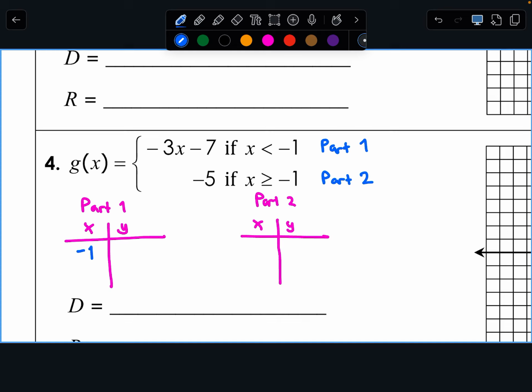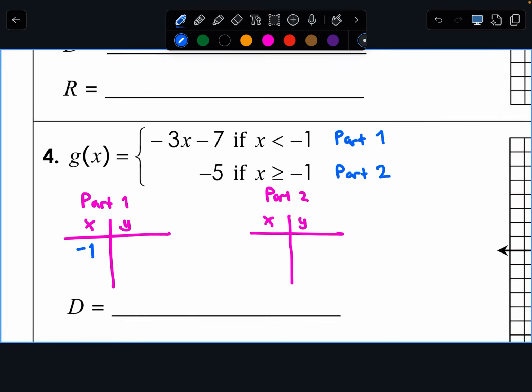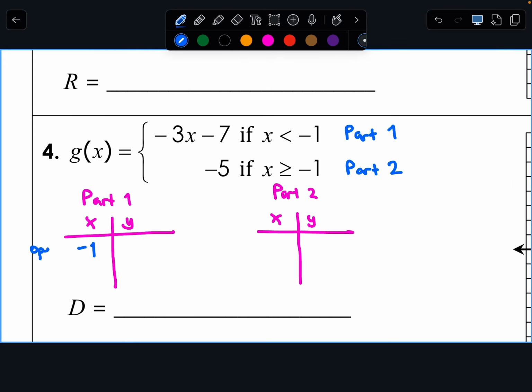Also, keep in mind that on part 1, it says that x is less than -1. So my question to you is, what kind of circle do you think I'm going to put on this graph, knowing that it says x is less than -1? An open circle. Very good. So I'm going to put the word open beside -1 on this part.